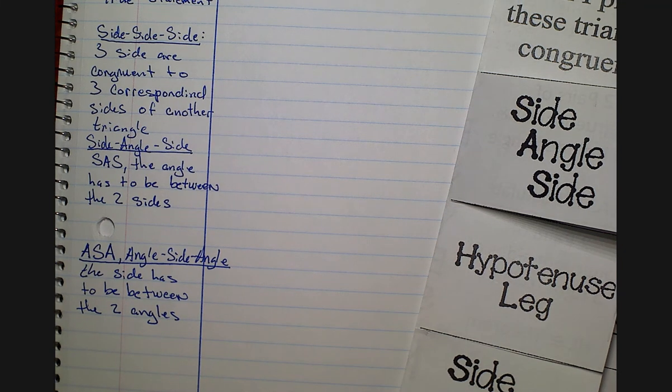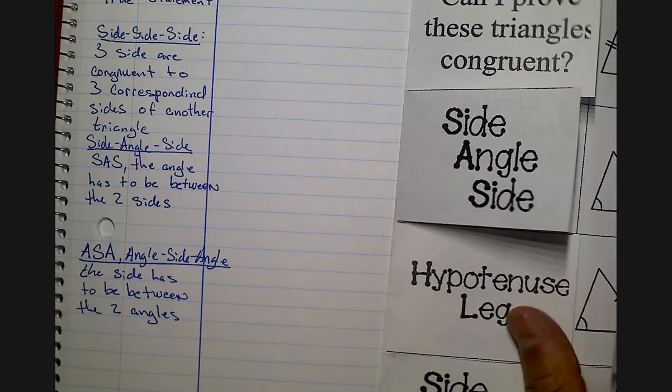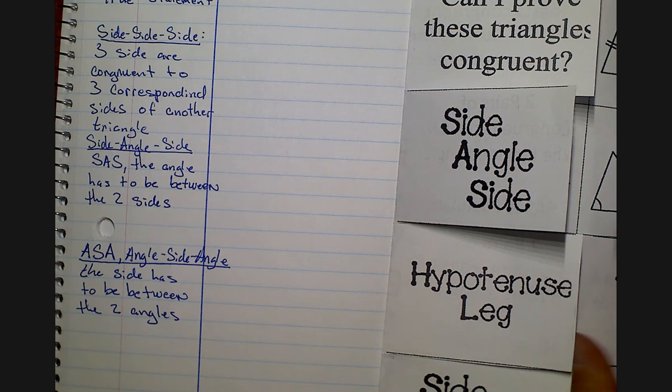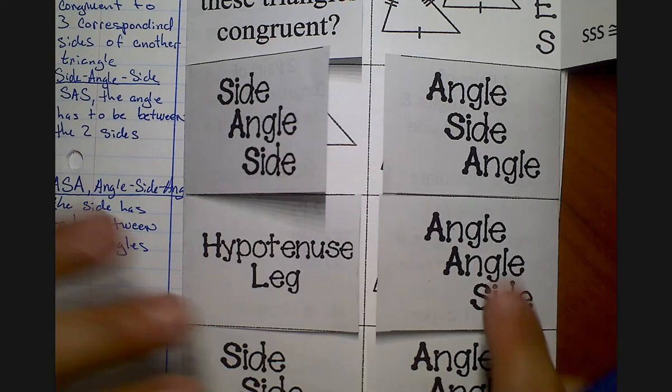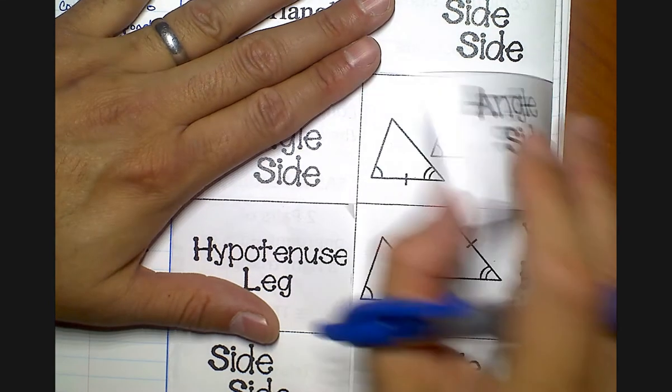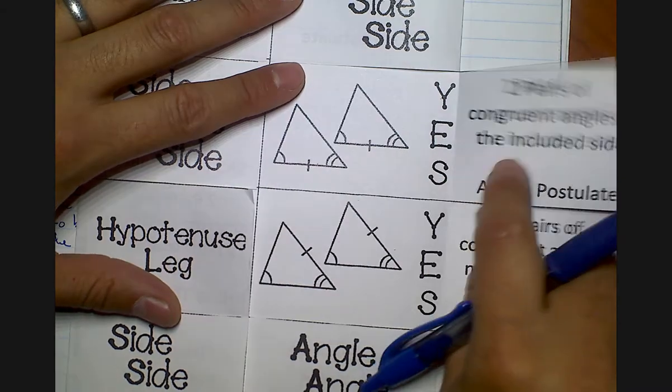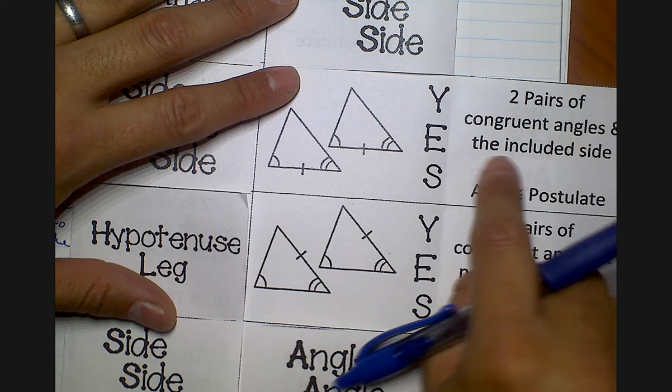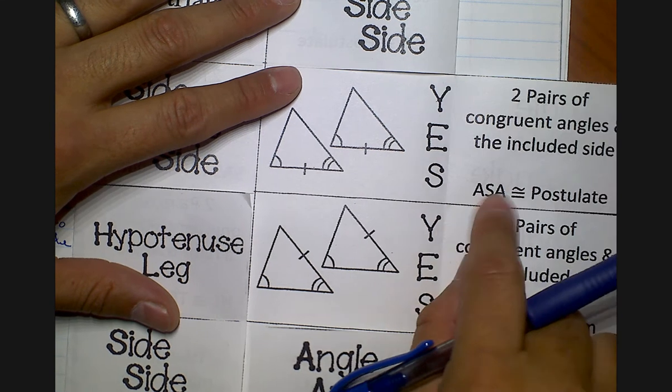Okay, so let's take a look. So angle, side, angle. That one's going to be down here. So angle, side, angle right here. For the angle, side, angle, I have that it's going to be 2 pairs of congruent angles and the included side for this to be angle, side, angle.